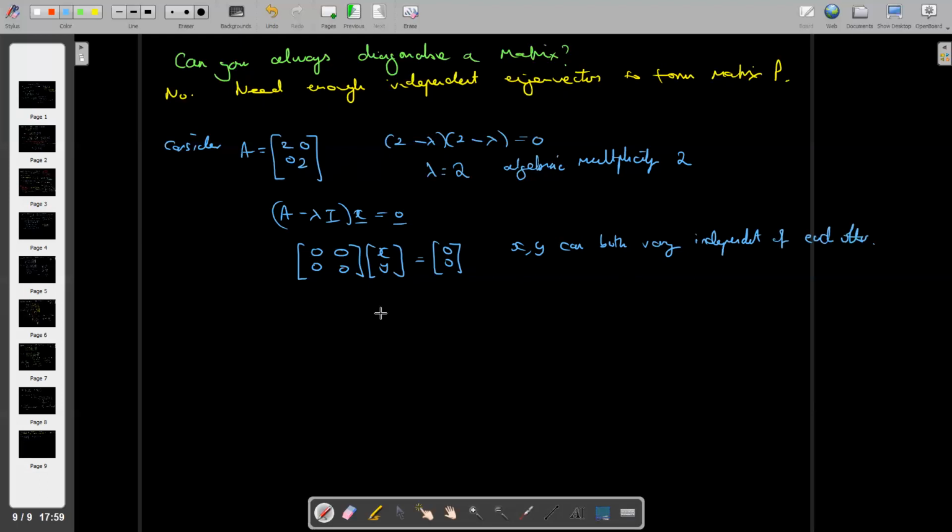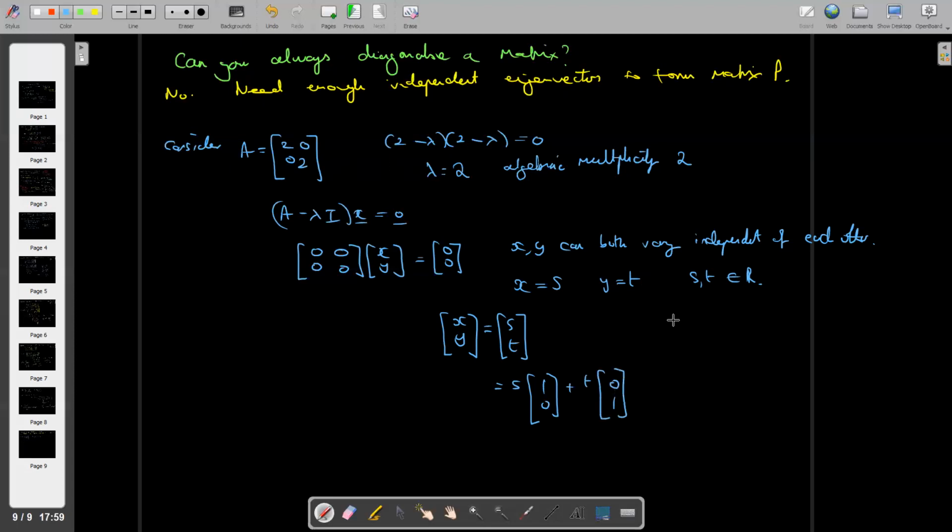So let's assign x equal to a parameter. Let's just say x equals s and y equals t, where s and t are both real numbers. Okay, so then essentially now we've got (x, y) equals (s, t), but I could write that as s times (1, 0) plus t times (0, 1).